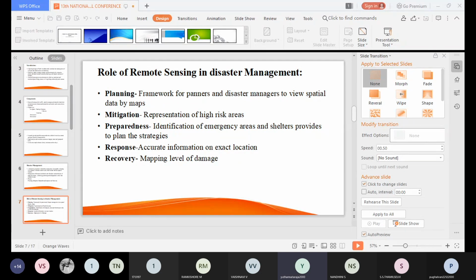It provides accurate information on the exact location of an emergency situation and saves time during the determination of trouble areas. It is mainly for quick response. It is used as a guide for evacuation routes. These are the phases in remote sensing for the role of disaster management.